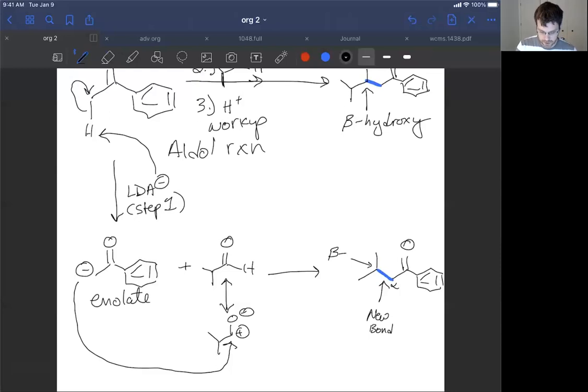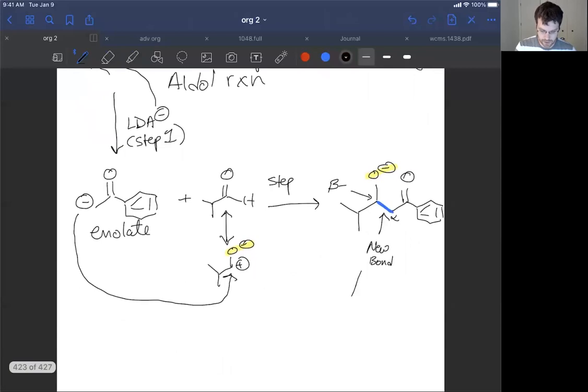Now the beta position is going to have, in this case, an O minus, because we haven't gotten to step 3, which is our workup step. So that's where the O minus comes from. Let me just get a little highlighting in there. The O minus just comes from that oxygen after the enolate attaches to the carbonyl. And then we have the isopropyl group that comes along for the ride with the carbonyl.